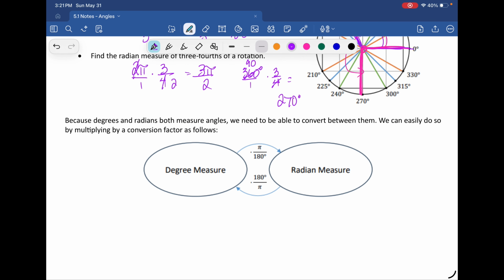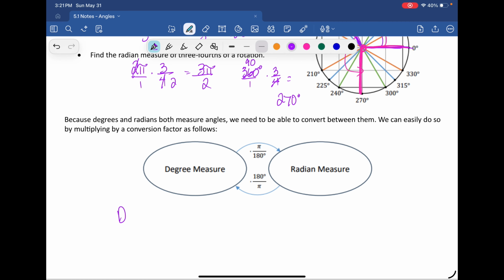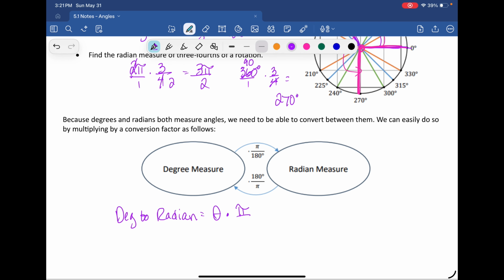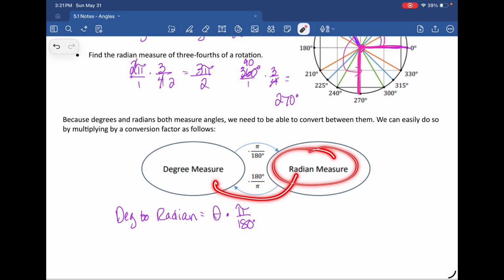Because degrees and radians both measure angles, you need to be able to convert back and forth between the two of them. There is a conversion factor. If I want to go from degrees to radians, we multiply your angle by pi over 180 degrees. Radians back to degrees, multiply by 180 over pi. It's the reciprocal.